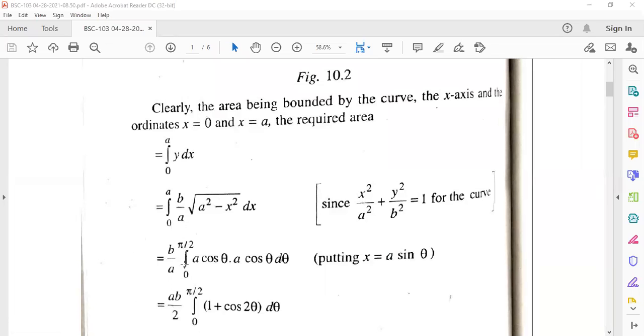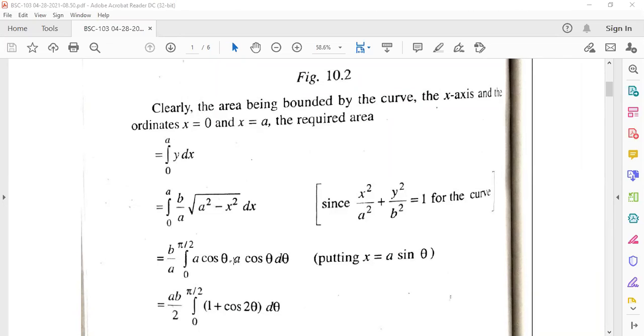So the integration reduces to b by a, 0 to pi by 2, a cos theta into a cos theta d theta. Because putting x equal to a sin theta, we get a square sin square theta. If we take a square common, then 1 minus sin square theta is cos square theta, and root over a square cos square theta means a cos theta. And dx will be a cos theta d theta. So this a cos theta d theta is coming here.